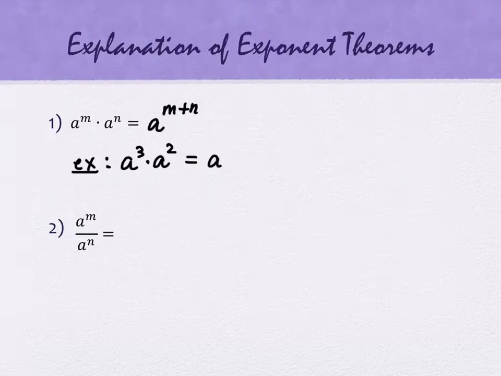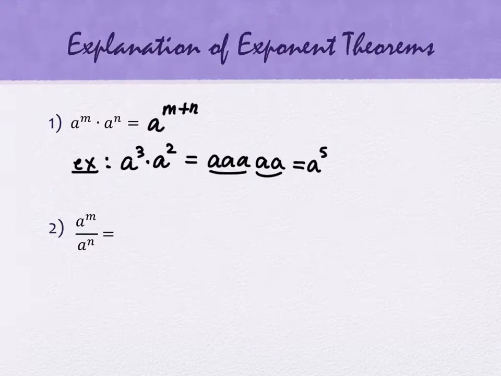Right, it means a times a times a, so that's this piece. And then what does a squared mean? It means a times a, so that's the second piece. And you'll notice if you set them all beside each other and you count them up real quick, how many a's do you have? 5. So this is a to the 5th.